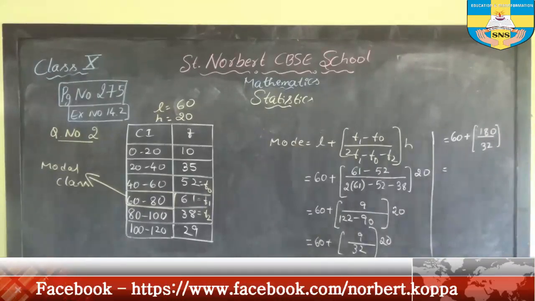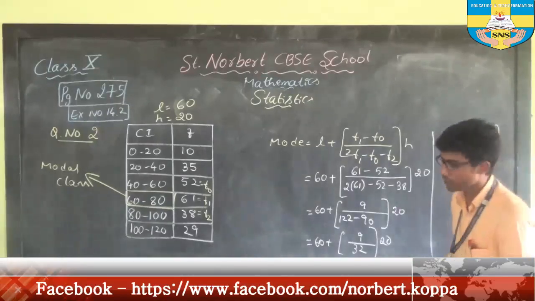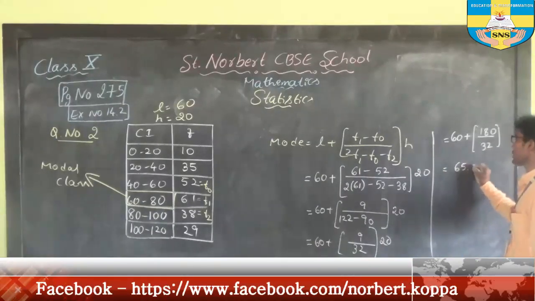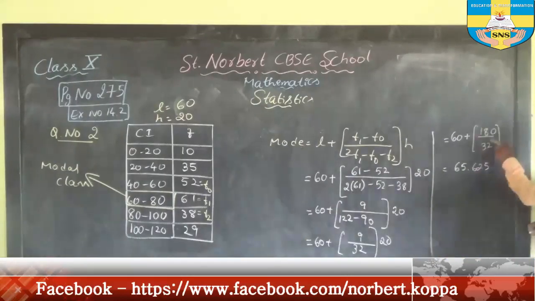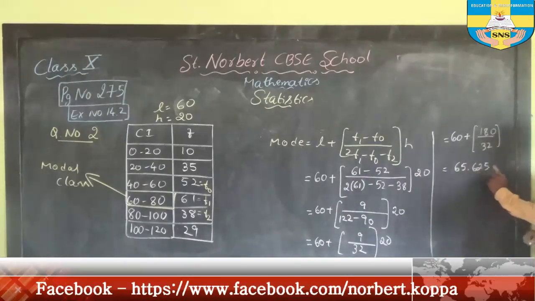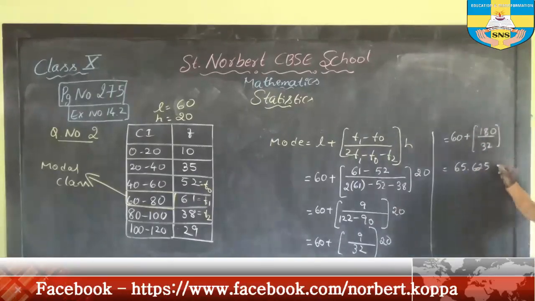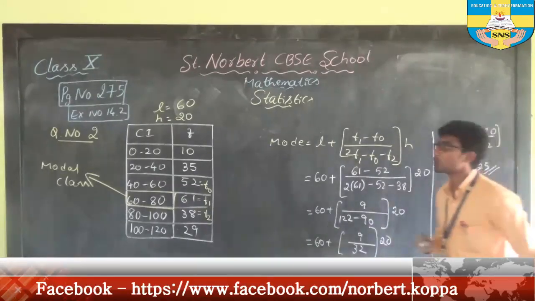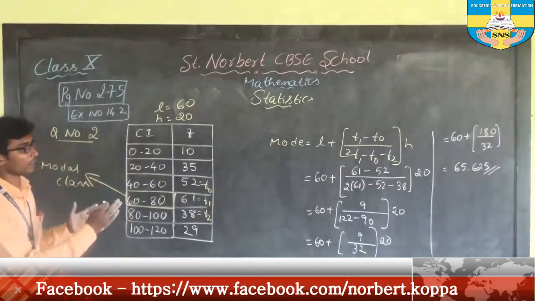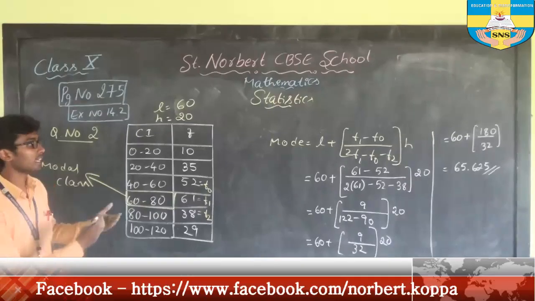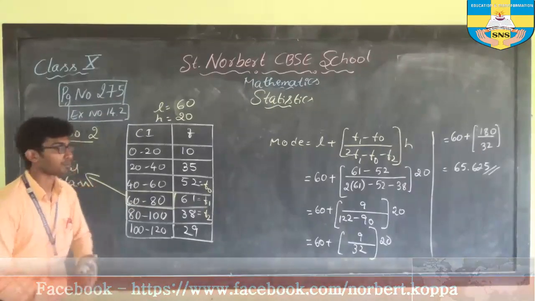You will be having nearly 65 point something. The final answer for this question will be 65.5625. Okay, divide these two. If you divide these two, you will be getting 5.625. Add it to the 60, so that is 65.625. This is the answer for question number 2 of exercise 14.2. So pause the video and take note of this calculation, and then let us move to the next problem.